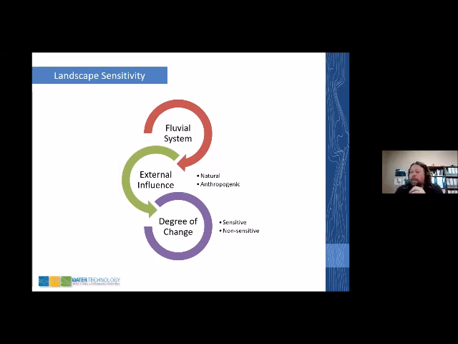And there are various influences that can be imposed upon our rivers, either natural or man-made, that also have the ability to change how our river systems act and behave. And the ability for a river system to respond depends on how robust the stream is. So some watercourses are more sensitive to change, and other waterways aren't as sensitive to change.